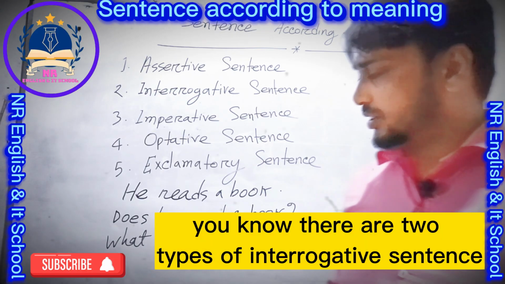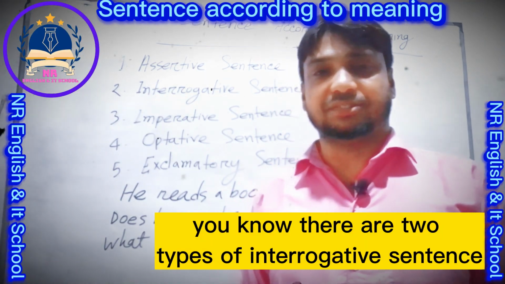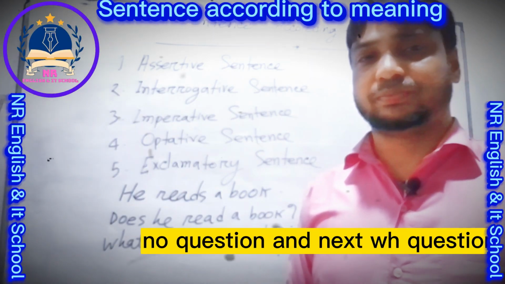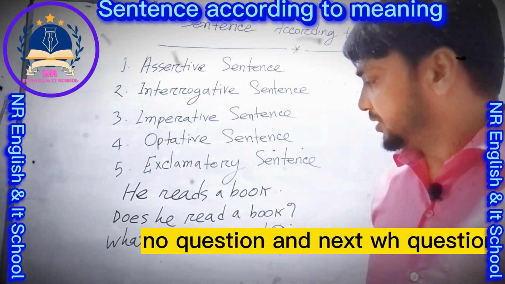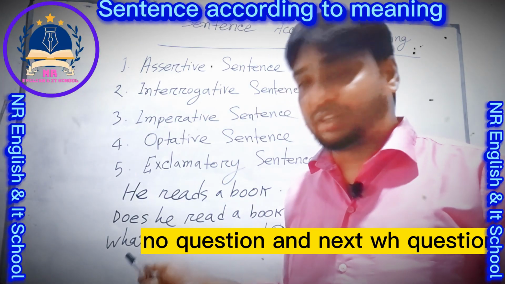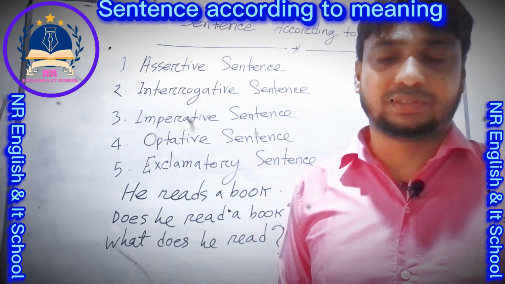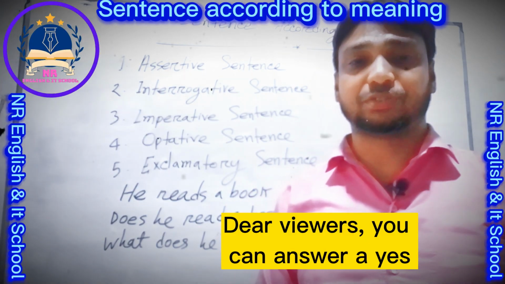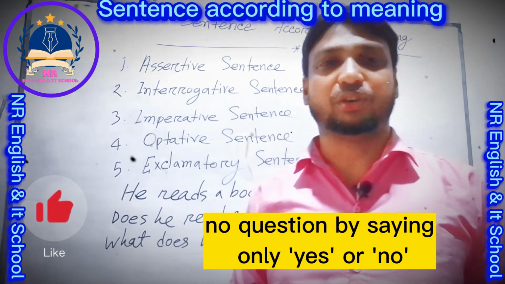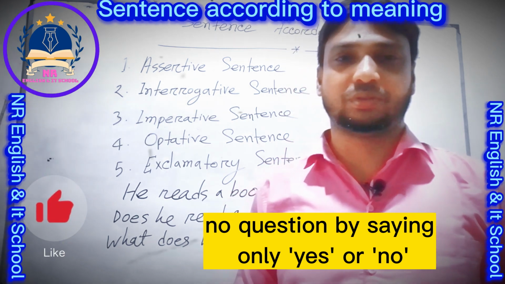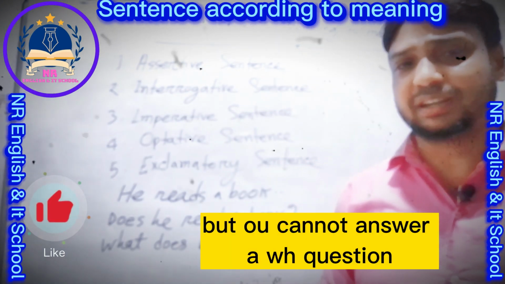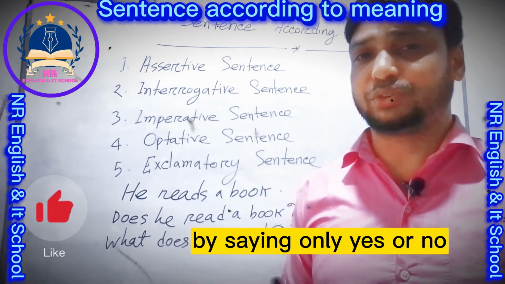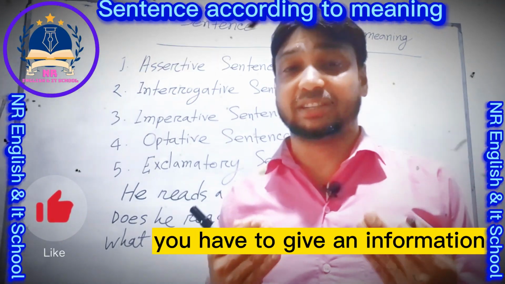You know, there are two types of interrogative sentence. The first one is the yes/no question, and next is the WH question. Dear viewers, you can answer a yes/no question by saying only yes or no, but you cannot answer a WH question by saying only yes or no. You have to give information.